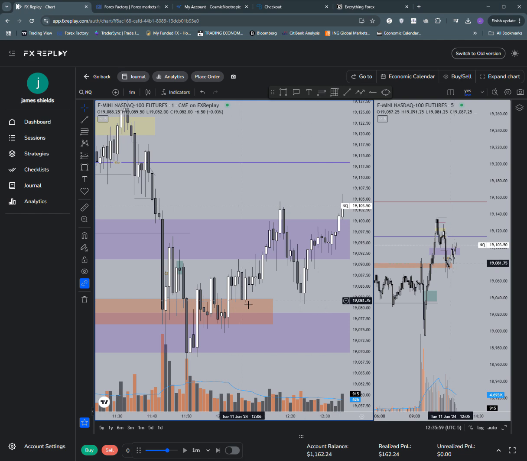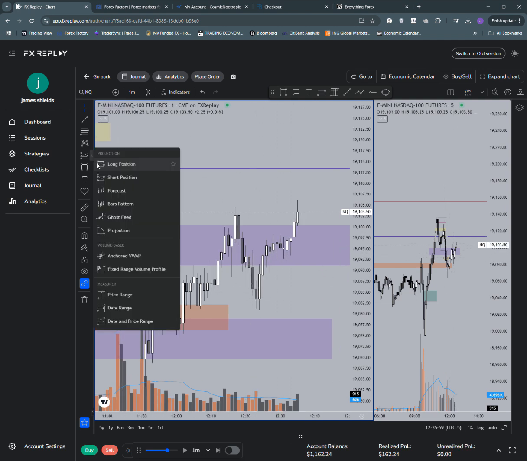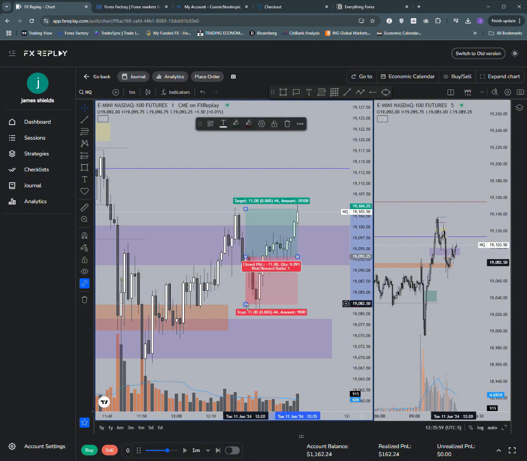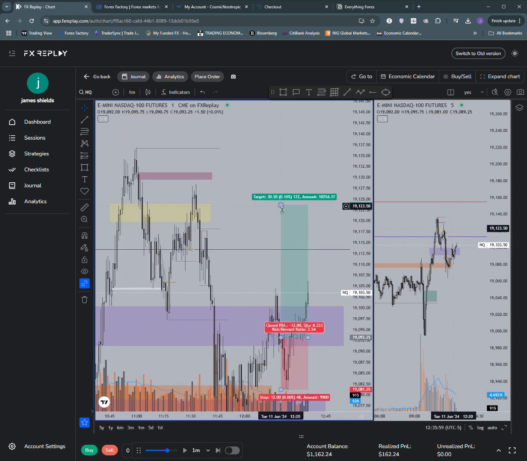I like how it ran these equal lows too. Change state of delivery right here. Boom, boom, boom. Yeah, I don't remember. Beautiful. For a potential 3 to 6.